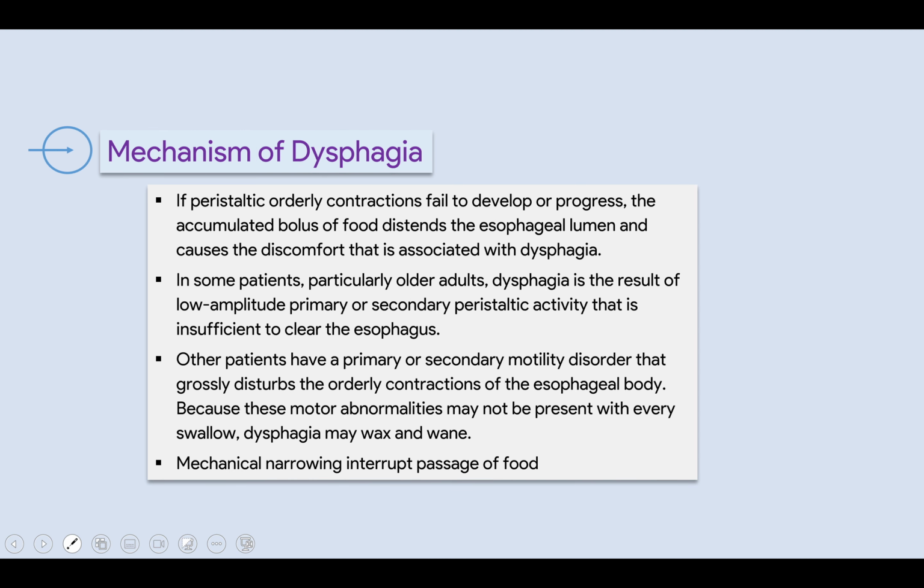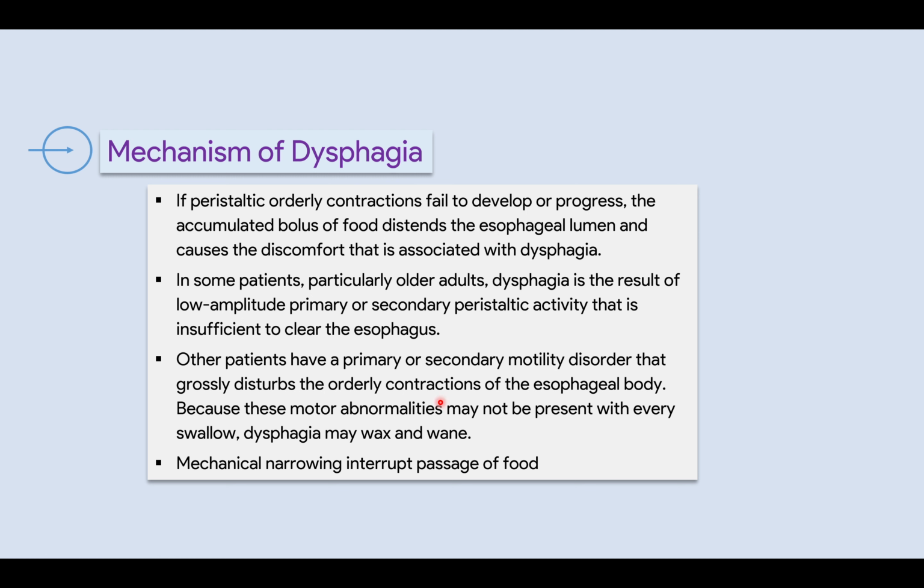Now, what are the different mechanisms of dysphagia? Up till now we have learned the definition of dysphagia, the types of dysphagia, and the normal swallowing process. Now we need to understand, on the basis of the normal swallowing process, what the mechanisms of dysphagia are. If the peristaltic orderly contraction fails to develop or progress, that means if the food bolus formed is difficult, or there is a disorderly contraction, it will not be able to progress through the pharynx into the esophagus.